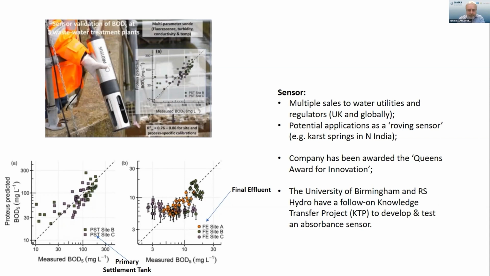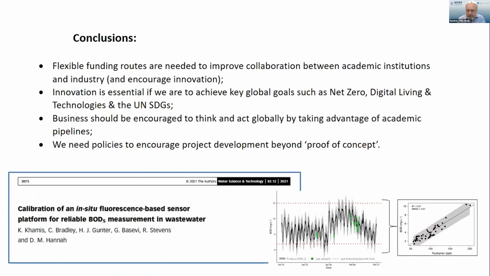If we could have the next slide, please. And so my last slide is really, I think this project demonstrates the benefit of having very flexible funding routes. We can provide evidence of successful collaboration globally between academic institutions and industry, and that's very important if we're trying to encourage innovation. And innovation at whatever level is fundamentally important if we're to achieve the key global goals that we're continually exercised about, in terms of achieving net zero and the United Nations Sustainable Development Goals.